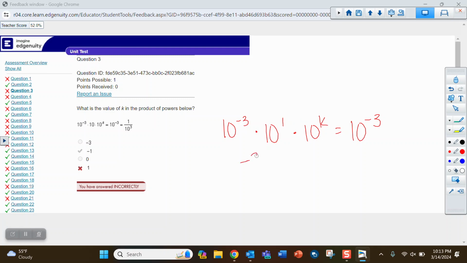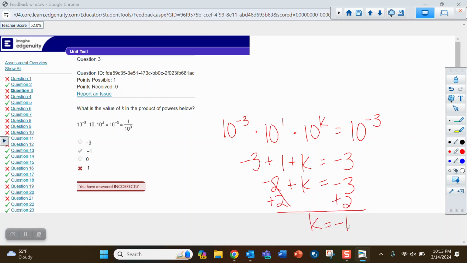Or again, you can set up an equation. -3 plus 1 plus k has to equal -3. So if we combine these two like terms, -2 plus k equals -3. Adding 2 to both sides, and we get that k equals -1.